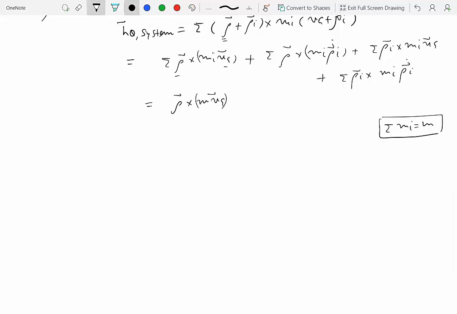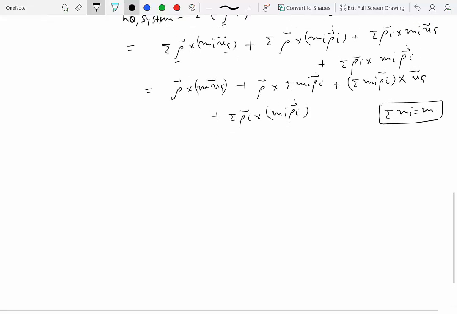Sigma is gone, of course, because we did sigma mi, plus this would be rho cross sigma mi rho i dot, plus this would be sigma mi rho i, and I can take Vg outside, so that becomes cross Vg, and the last term is plus sigma rho i cross mi rho i dot. And now I'm going to just leave it like that.